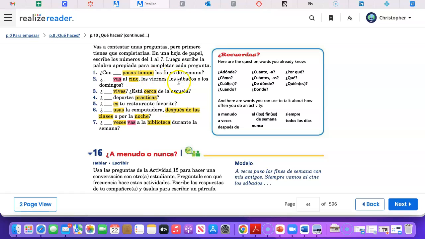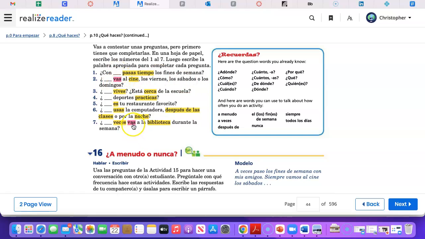I'm kind of a Saturday matinee kind of guy. Yo voy al cine los sábados. A veces. A veces voy al cine los sábados. Again, the adverb of frequency can go at the beginning or it can go at the very end.